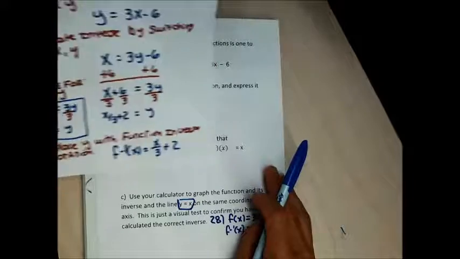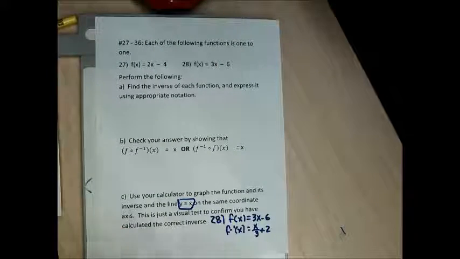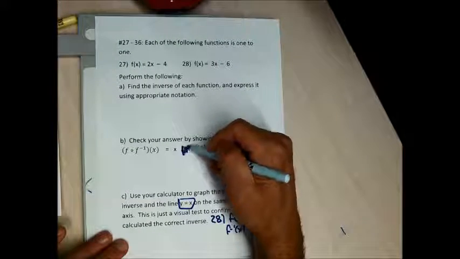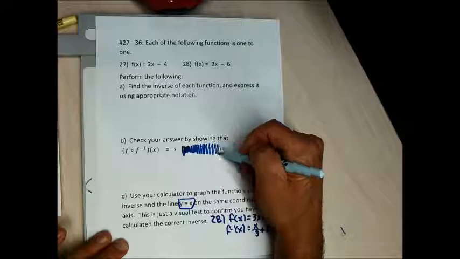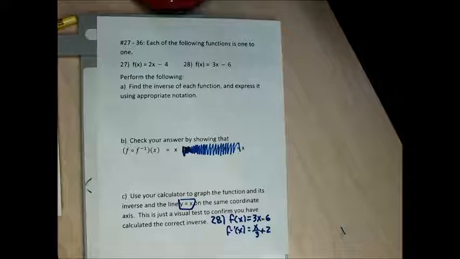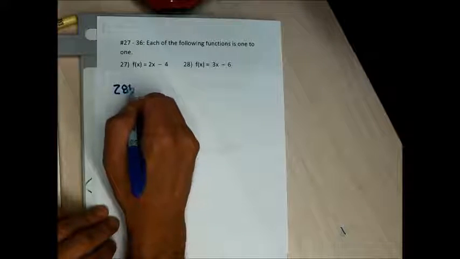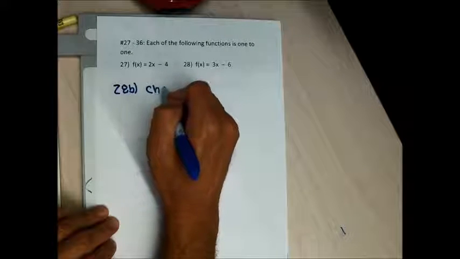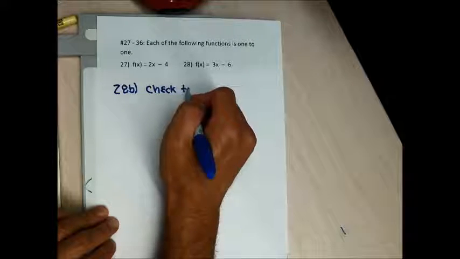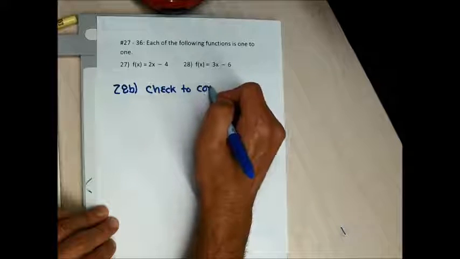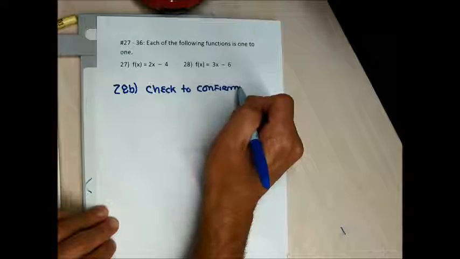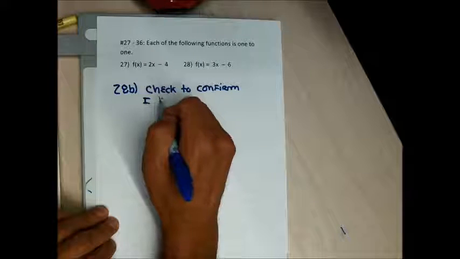There's a horrible part B that we have to do. And for part B, there's an or. Let me just do the first part of this because I don't need to do part of it. To know for certain that your inverse is correct, you have to find f composed with f inverse of x, and it has to be equal to x. So when I go to do part 28b, I need to check to confirm I have the correct answer.